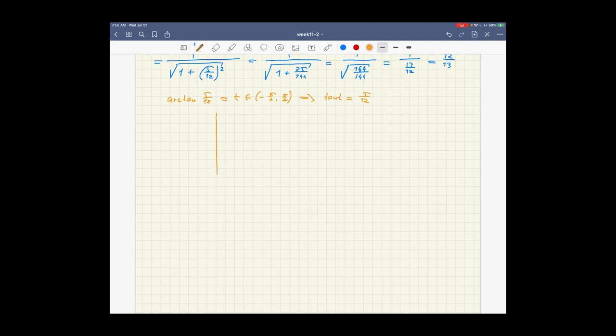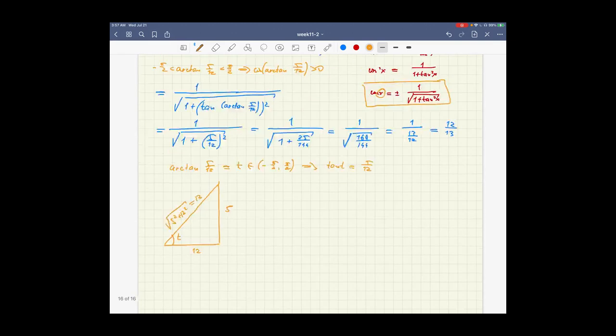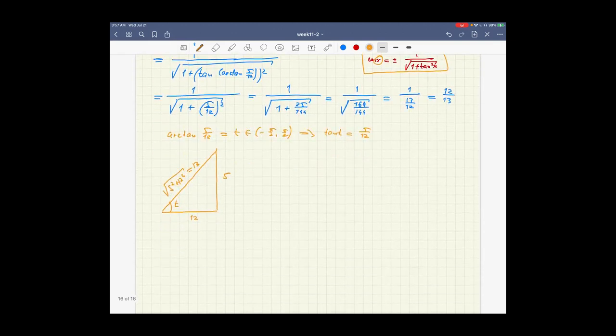And in the right triangle, that means that if t is an angle, tangent t being 5 over 12 means that the ratio of opposite leg over adjacent leg is 5 over 12. If we think of a right triangle with this leg being 5 and this leg being 12, of course the hypotenuse is square root of 5 squared plus 12 squared, which is 13. And we need cosine of that. So cosine of t equals 12 over 13 immediately.